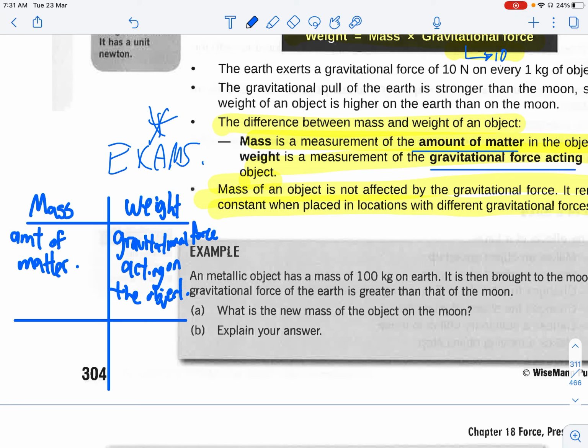The other difference is that mass has the SI unit of kg, whereas weight is in newtons. And lastly, mass will remain unchanged at any location. Weight will change or vary due to the difference in location.